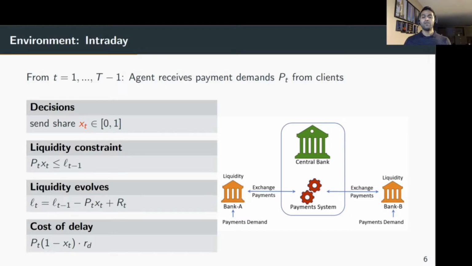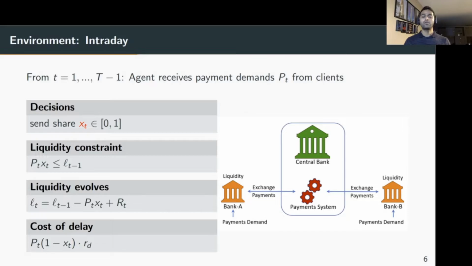At the end of the intraday period, the agent receives payments from others, which we denote by RT, and the available liquidity evolves as shown in the third equation. There is a cost associated with the delayed payment in each period. It is denoted by RD and shown in the fourth equation. The delay cost could represent customer dissatisfaction due to untimely processing of their payment requests during the day.